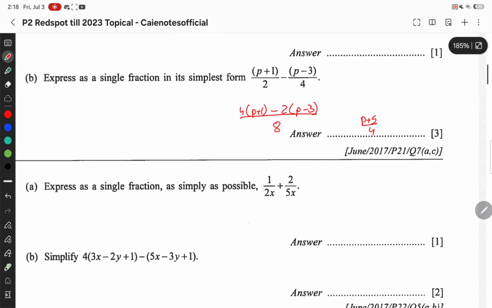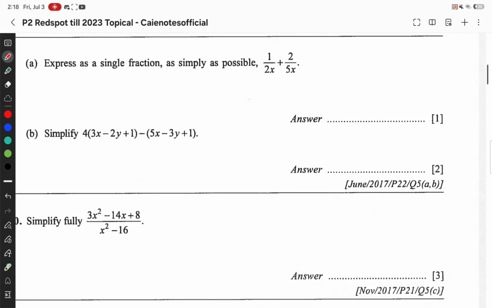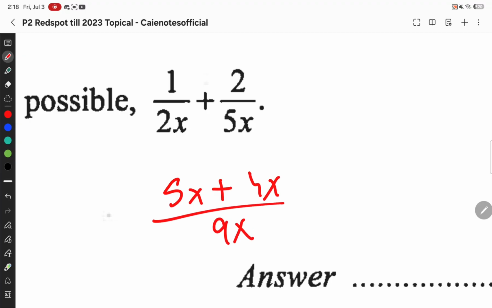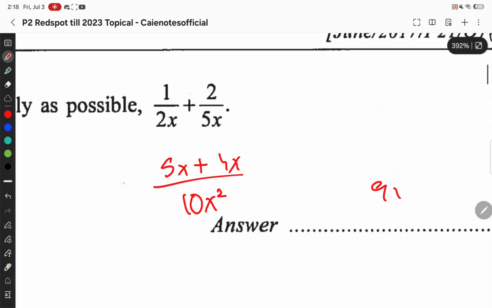As I told you, we can do LCM immediately, but I want you guys to go slow, be careful, and simplify as simply as possible. So cross multiply, here it is positive, so we can just directly do this over 9x. No, 2 times 5 is equal to 10x squared. Sorry. So this is 9x over 10x squared.